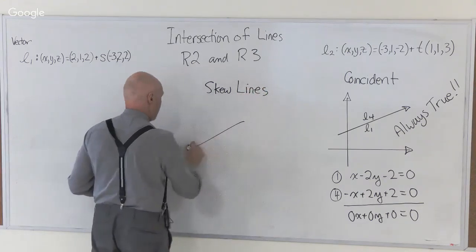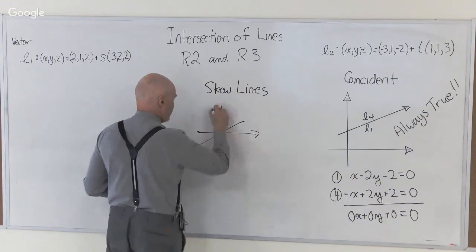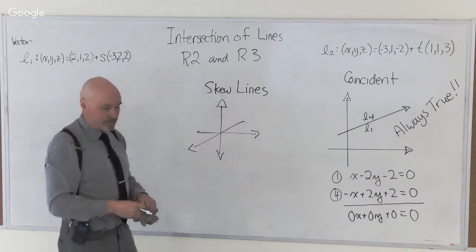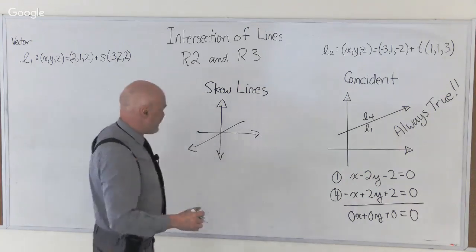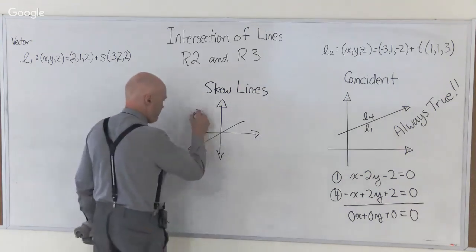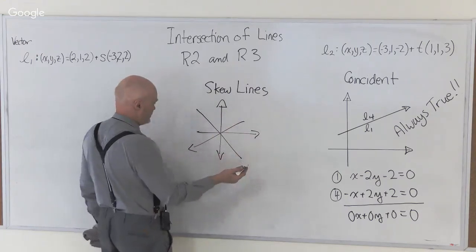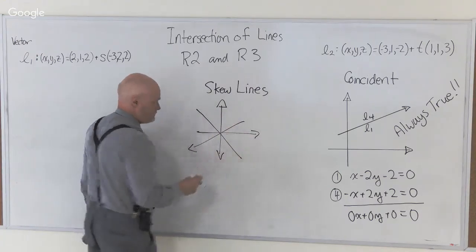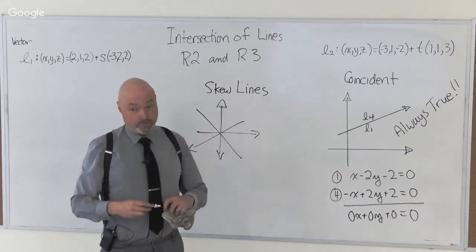Does skew mean that they are exactly on top of each other? No, it just means they're running through 3 space, and they never cross. Skew lines are 2 lines that never cross in 3 space. They never intersect in 3 space.